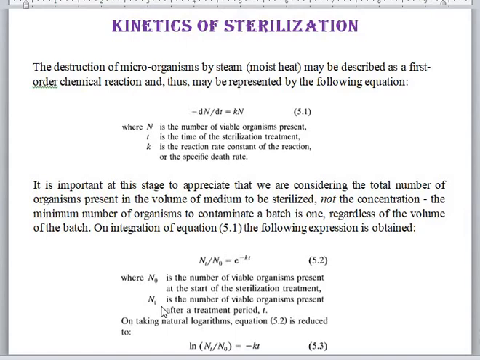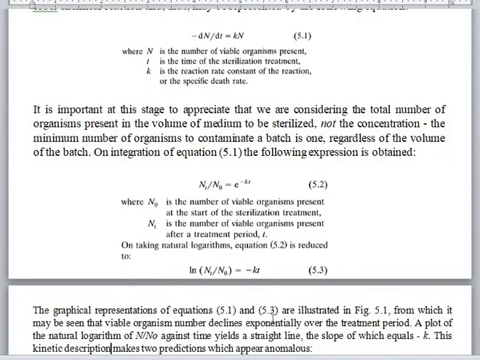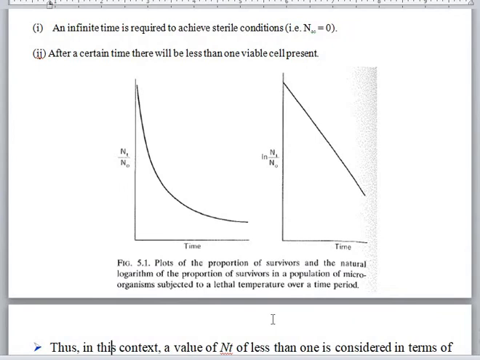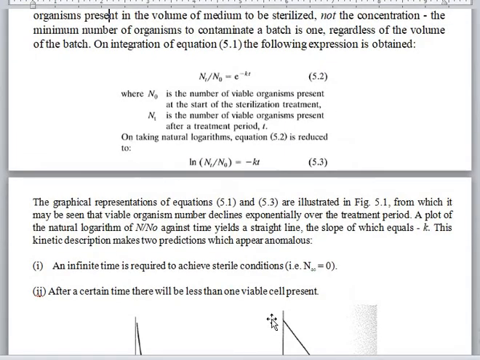And Nt is the number of viable organisms present after the treatment, that is, after a time period t, from initial to last, after the completion of the whole treatment. While taking natural logarithms, the exponential can be nullified with the help of the natural logarithm. So you will get ln(Nt/N0) = -Kt.